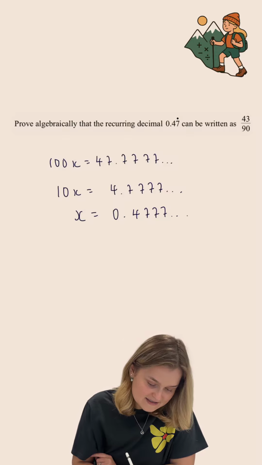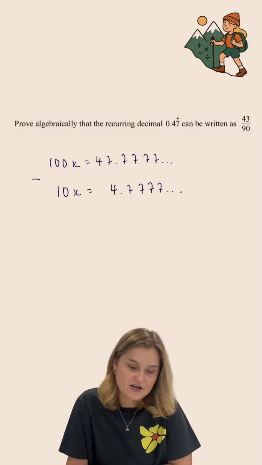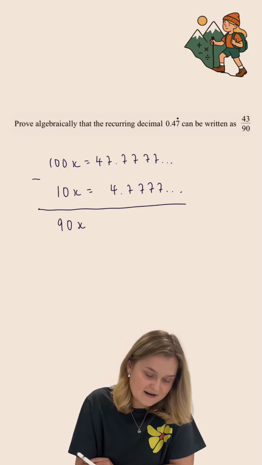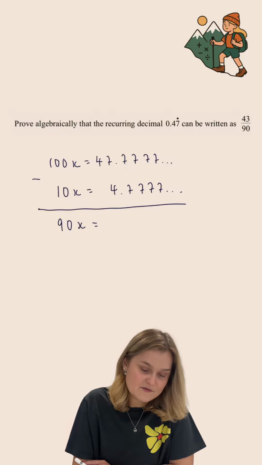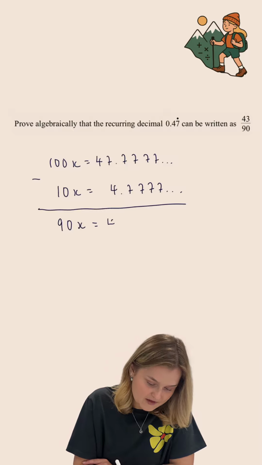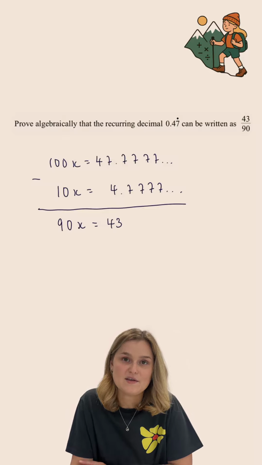What I'm going to do next is ignore this part at the bottom and subtract these from each other. 100x take away 10x gives me 90x. And 47.7 recurring subtract 4.7 recurring gives me 43. So I now have that 90x equals 43.